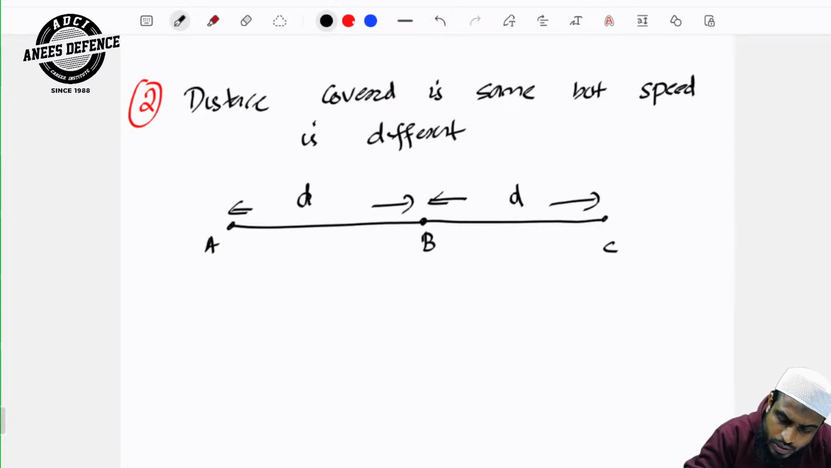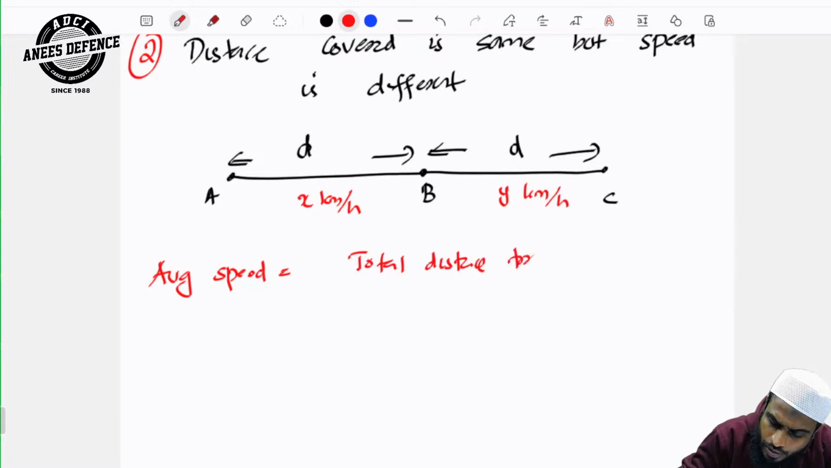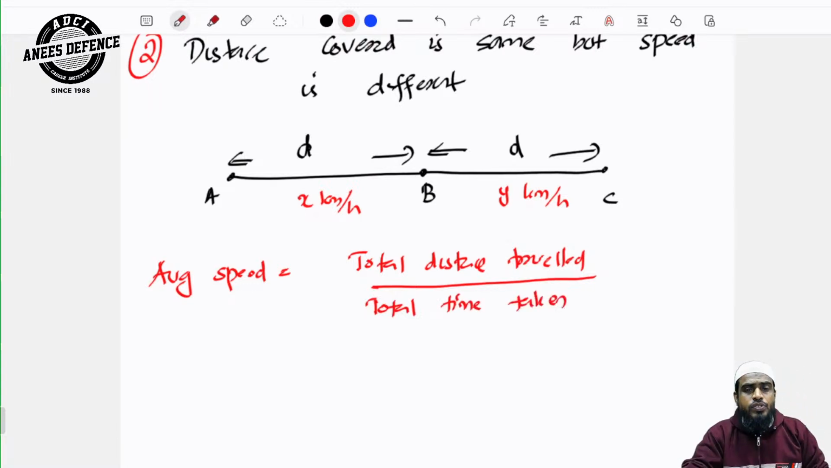The velocity from A to B is x kilometer per hour. The velocity from B to C is y kilometer per hour. So average speed, what is the formula for average speed? Total distance traveled by total time taken.